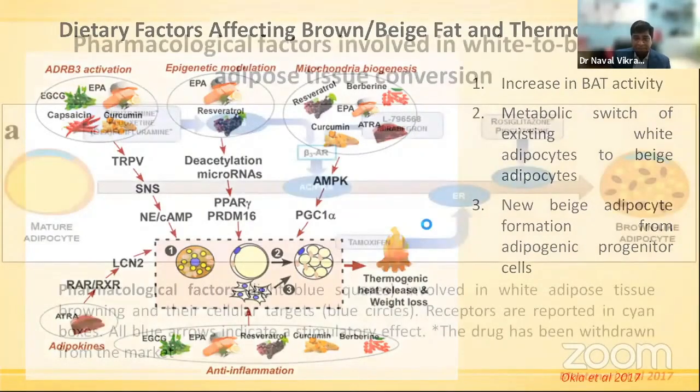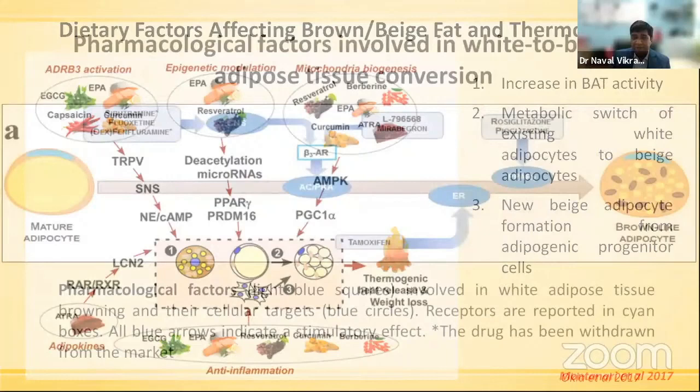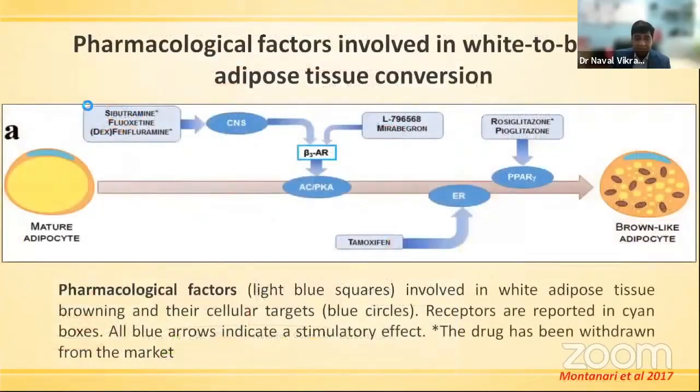Now, coming to the pharmacological factors which may be effective in conversion of white to brown adipose tissue. Well, we have the serotonergic drugs: sibutramine, fenfluramine, fluoxetine. Most of these are now banned. They act via CNS and increase the adrenergic activity. Now, some drugs, rosiglitazone and pioglitazone, most of the studies have been done involving rosiglitazone. They activate PPAR gamma, which again through this pathway increases the brown adipocytes, and tamoxifen. Now we see here that many of the drugs which you mentioned here are not available with us.